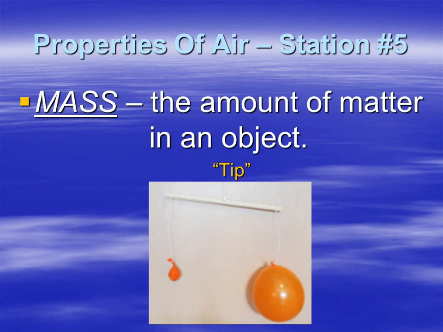Station number 5 was all about mass. Does air have mass? You should have concluded that the mass of the balloon deflated was different than the mass of the balloon inflated with air from a bicycle pump. Why was this? Well, mass is the amount of matter in an object. Air has matter. Therefore, air has mass.